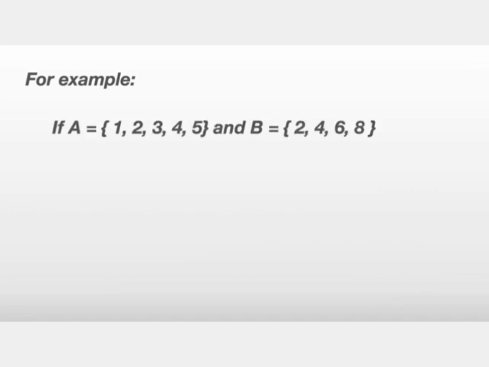For example, if A equals a set containing 1, 2, 3, 4 and 5, and B is the set containing 2, 4, 6 and 8, then A minus B is the set containing 1, 3 and 5, since we've removed the 2 and the 4 that were in B. B minus A is 6 and 8, since we've again removed 2 and 4.